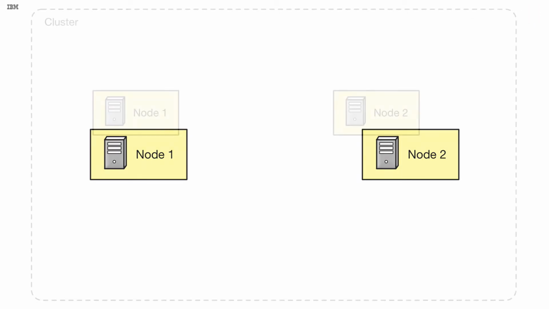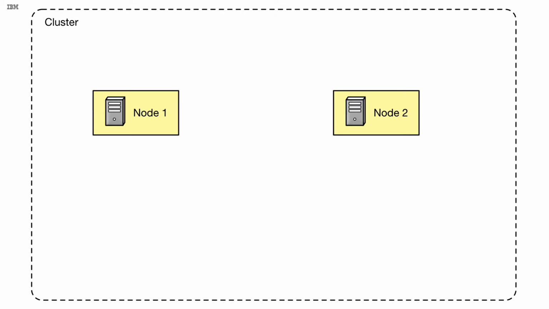PowerHA is built upon the IBM i clustering infrastructure that is very tightly integrated into the operating system. This provides the communication between these cluster nodes to facilitate handling of any events that occur, such as a system coming up or going down, as well as provide a single point of management and control.